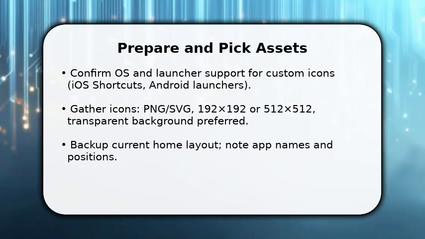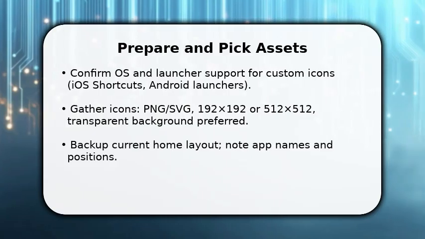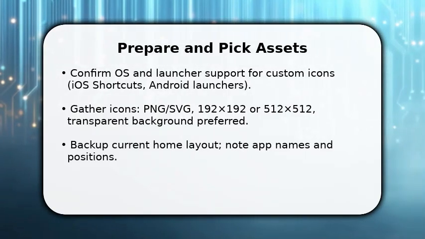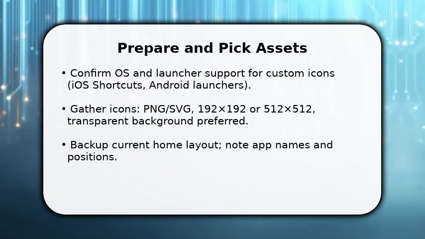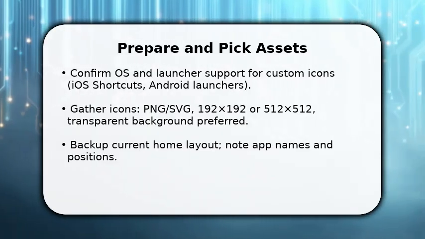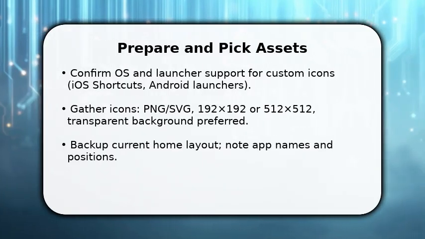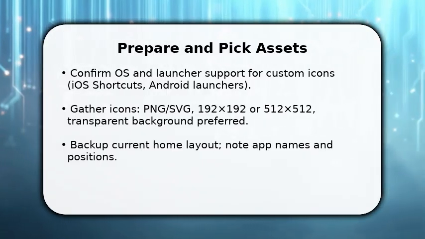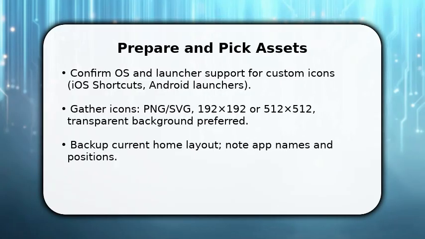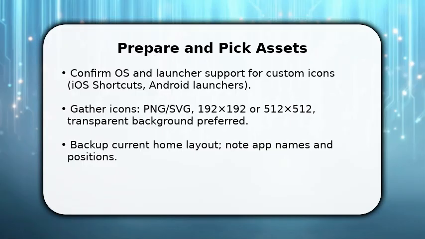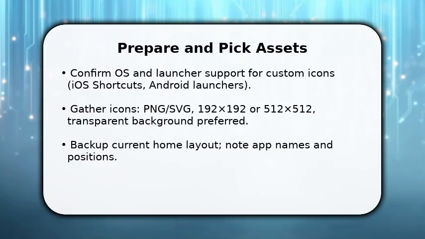You start by verifying your device supports custom icons and choosing the method, shortcuts on iOS or a launcher on Android. Next, collect high-quality icon files, ideally 192 x 192 to 512 x 512 PNG or SVG, with transparent backgrounds so they scale cleanly. Once done, back up your home layout or take screenshots so you can restore positions.